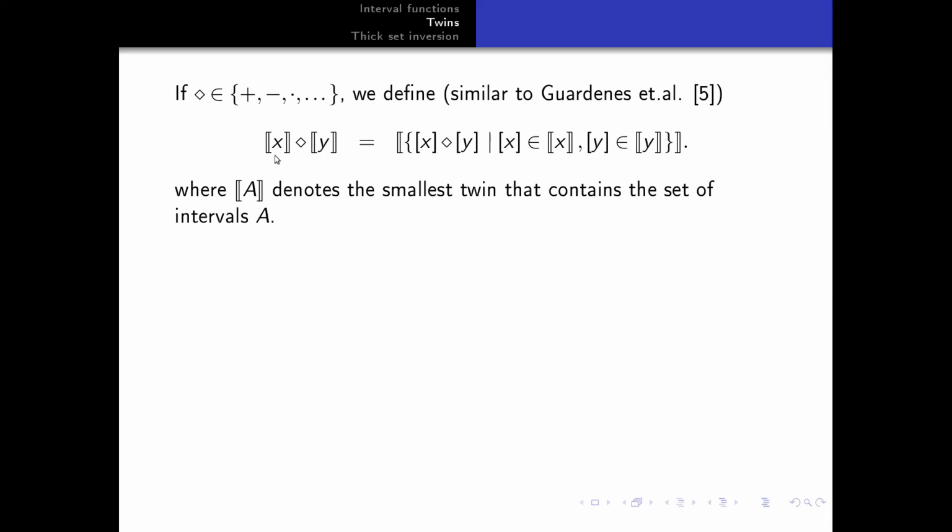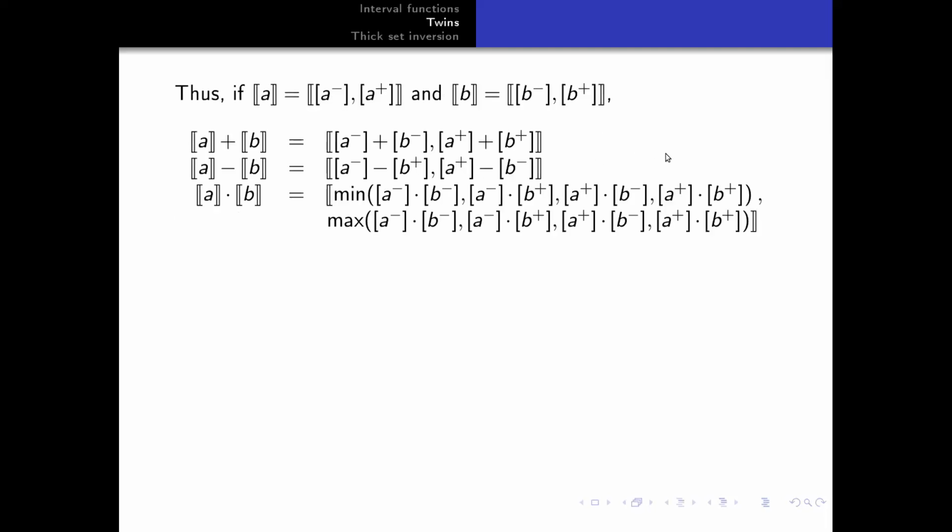So let me consider here operators such as plus, minus, or so on, a binary operator. I will consider the operation on all possible intervals, and I will take the smallest twin which contains this set. Okay, what is the definition? From this definition, I am able to get a rule for the plus, minus, multiplication, and so on. You can see that I take the classical operation of interval arithmetic, but I replaced the computation of the lower bound and the upper bound by the corresponding intervals.